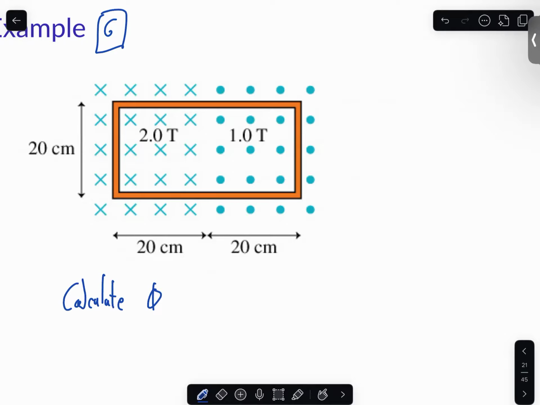To calculate the flux, you have to say, well, I've got 2 different magnetic field regions. The magnetic field times the area of that field is the flux through that part. Use the area of the part that has the 2 Teslas. Use the area of the 1 Tesla region to calculate the flux through that part. Question?